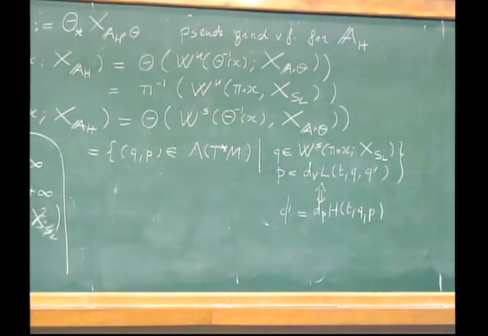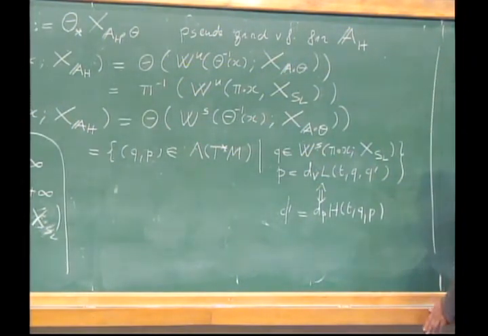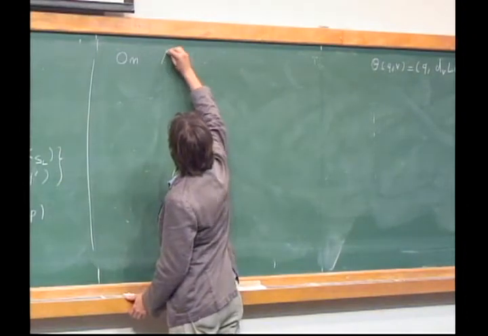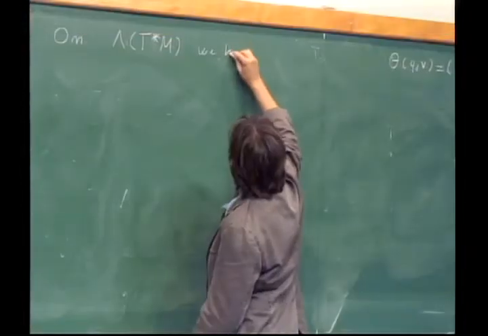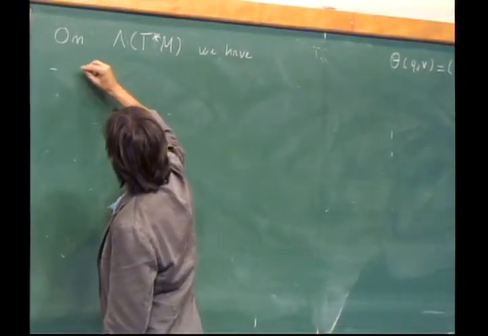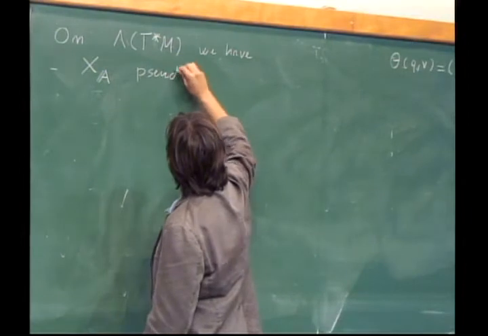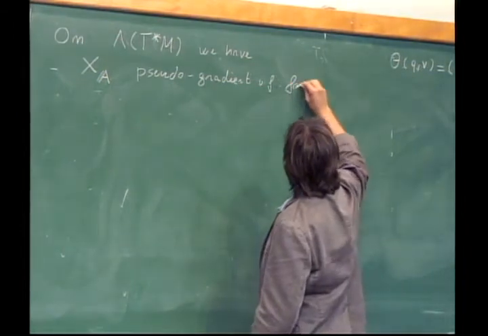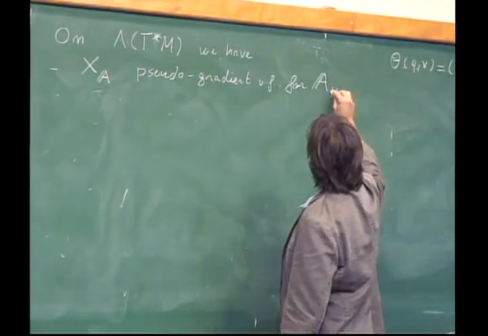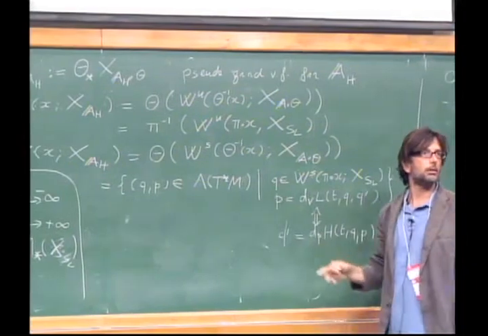So now we have this situation. On the loop space of our cotangent bundle of M, so on the loop space of T*M, we have two things. We have this X_H, which is a pseudo-gradient vector field for the Hamiltonian action functional, and which has nicely defined stable and unstable manifolds, which are written here.